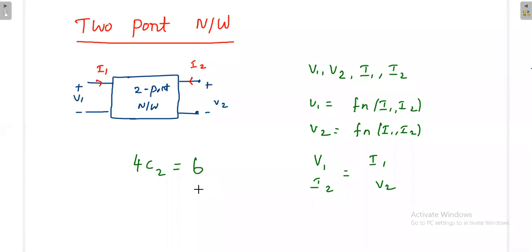Six parameters are possible. It doesn't mean that for a given network, all 6 parameters are always possible. For a particular kind of network, we cannot write all the parameters due to some constraint. But in general, there are 6 parameters. They are Z parameter, Y parameter, H parameter, G parameter, ABCD parameter, and A dash B dash, that means inverse ABCD parameter. These are all the 6 parameters.